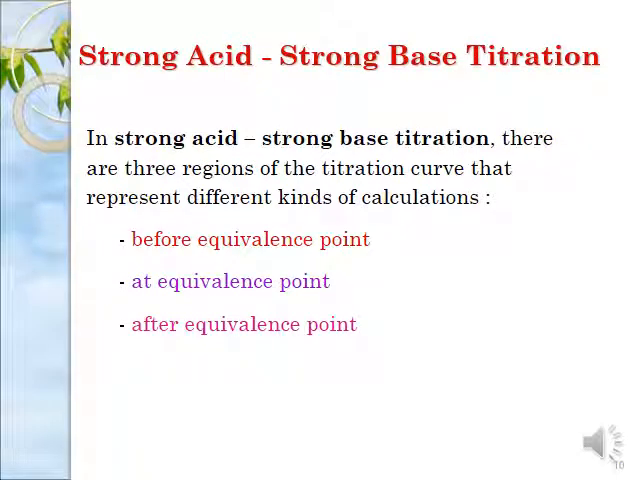Now first let us look at strong acid, strong base titration, the first one. In strong acid, strong base titration, there are 3 important calculations involved. The first one is the pH of the sample before the equivalence point, the pH of the sample at the equivalence point, and the pH of the sample after the equivalence point.